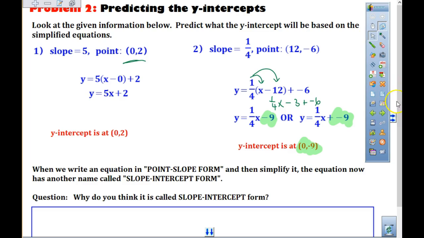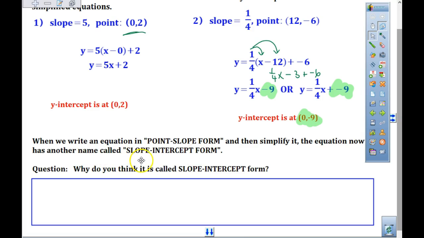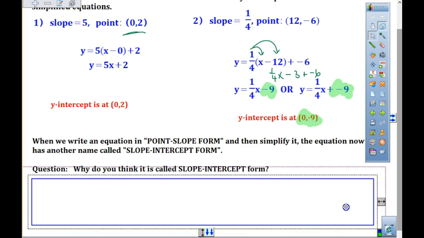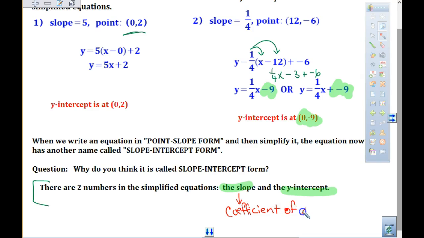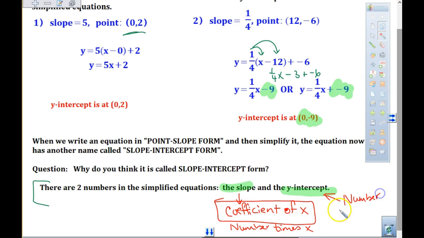So it says, when we write an equation in point-slope form, then simplify, now we have another name, it's called our slope-intercept form. So the question, why do you think we call it slope-intercept form? Because the two numbers in the equation, the first one is the slope. That's always with your x. The y-intercept is our second one. So when we look at the slope, slope is always the coefficient. That just means the number that's times x. Coefficient of x. The slope is always going to be the number times x. So that's our number that is being multiplied times x. And the y-intercept is the number that is by itself, with no variable. And this only works if you have one y equals.